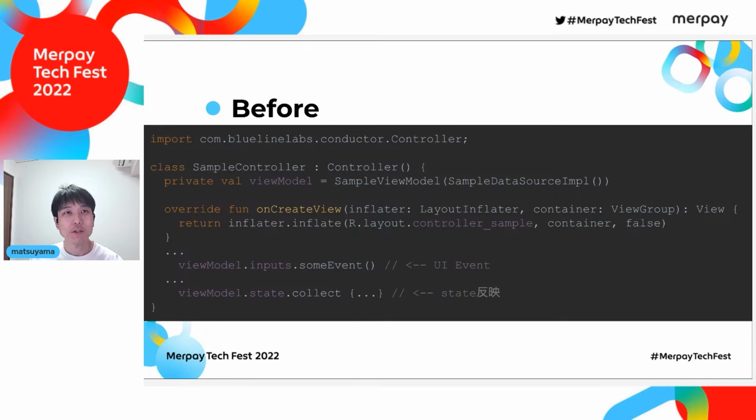This is what the schematic code looked like before Jetpack Compose. In the onCreate method, the view is created from the layout XML with inflater inflate. Although the code is quite abbreviated, there's an element called inputs as a destination for events from the UI, and a method for issuing events. And the latest current state is collected to update the UI.